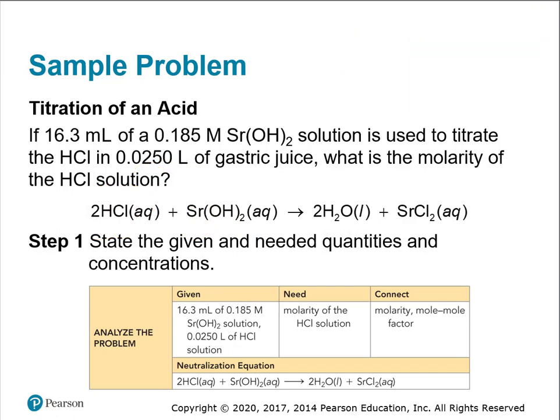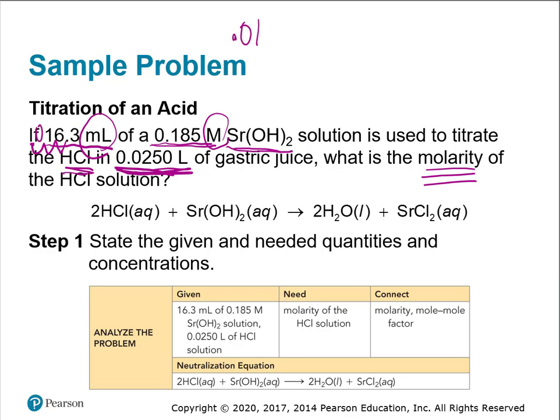Here's a sample problem. If we use 16.3 milliliters, that would be the base that's in the burette. So that's how much volume, and there's the concentration of the strontium hydroxide that's in the burette. It's used to titrate the hydrochloric acid, and here's the volume of the acid that we put in that flask of gastric juice. What is the concentration or the molarity of the acid? Well, molarity, we know, is moles per liter. So we need to get this milliliter into liters first. So let's divide by 1,000 or move our decimal point back 3 spots.